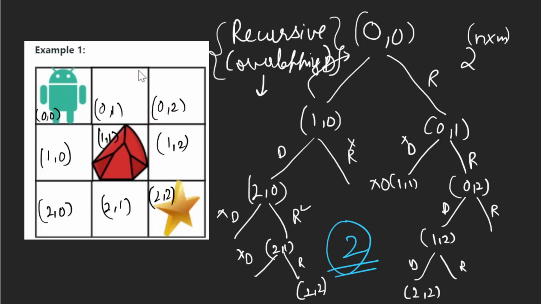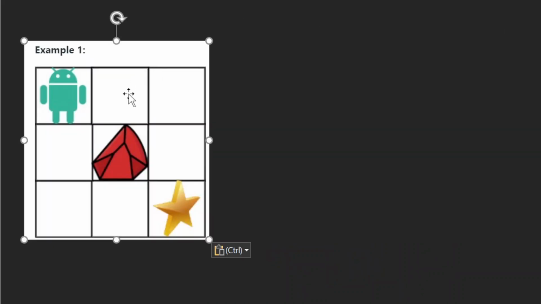And the optimized way is, let me copy this diagram or image. So the optimized way to solve this problem is to keep a track of how many ways we have for each and every cell. Let's see, at the starting state, how many ways do I have to reach a cell?